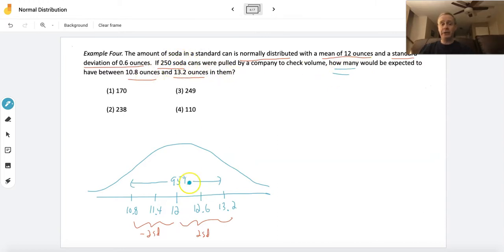And to find that, we can take this percent along with the total number of cans and essentially just multiply that total number of cans by the decimal equivalent of 95%, which is 0.95, to get the total number of cans that we should expect to be found between these two values. And when we do that multiplication out, we get 237.5. And this being a multiple choice question, the value that's closest to 237.5 is this 238. And so that should be the number of cans that we would expect to find between these two values of volume of soda within these cans.